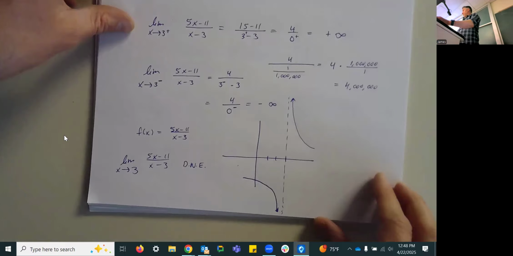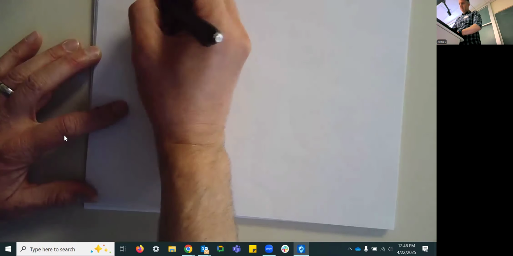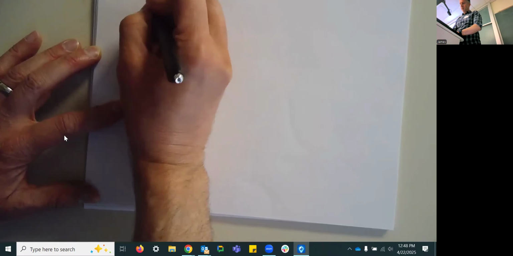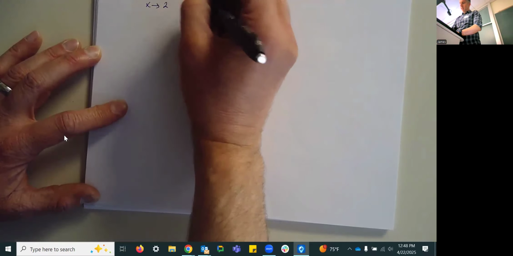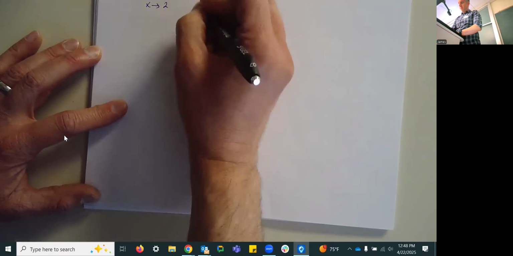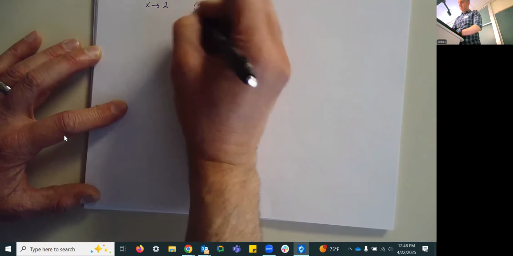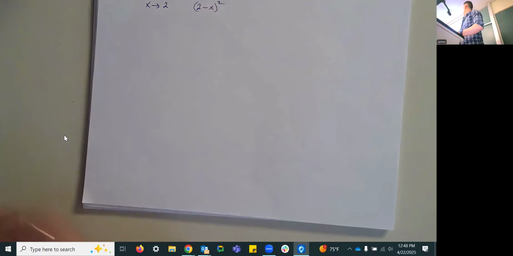We'll look at a different example here to see how they can exist. So let's say we had the limit as x approaches 2 of (x minus 5) over (2 minus x squared). Oh, can't say that, sorry.